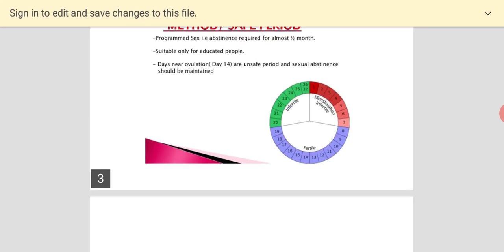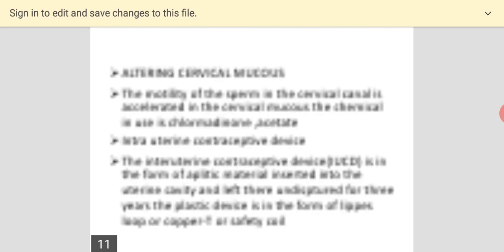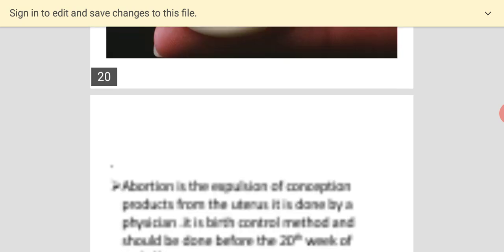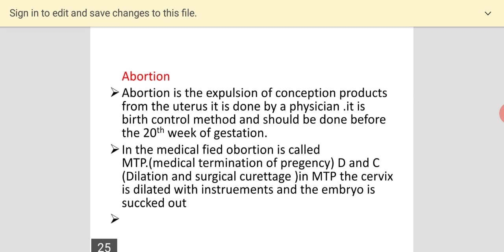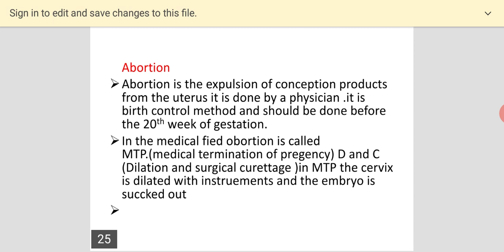Next is abortion. What is meant by abortion? It is an expulsion of the products of conception from the uterus and it is done by a physician. It is also one of the birth control methods and it should be done before the 20th week of gestation, and in medical terminology it is called MTP, that is medical termination of pregnancy.